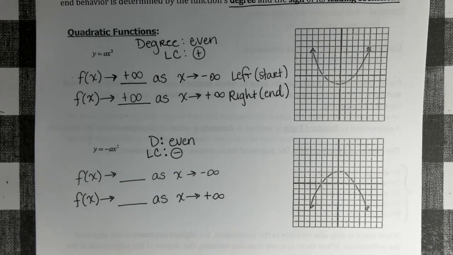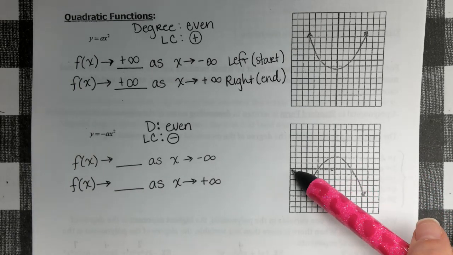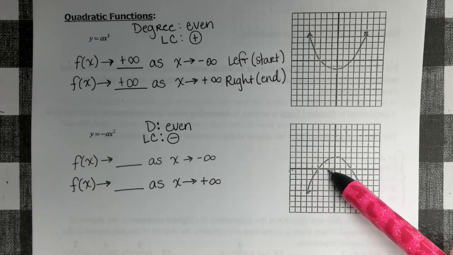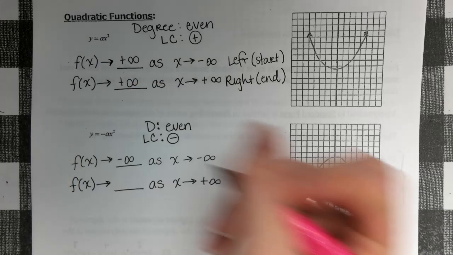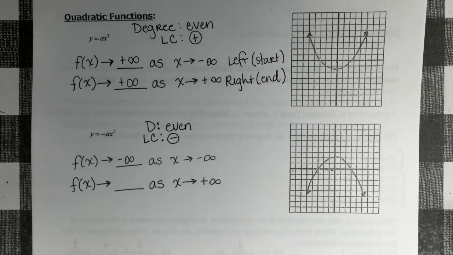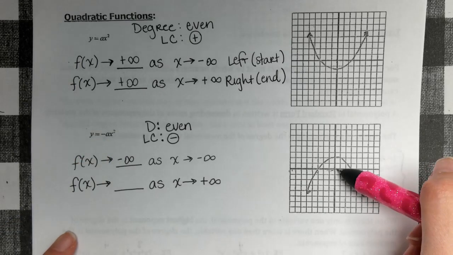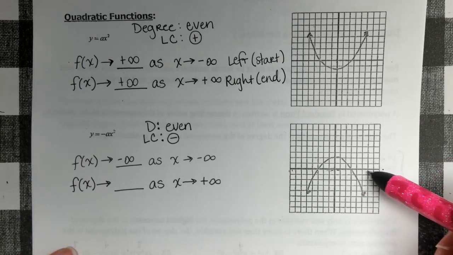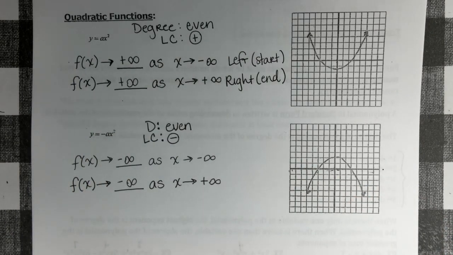Okay, so what I'm looking at, as x approaches negative infinity on the left side, where's my graph going? Down, so it would be negative infinity. What makes it go down? The negative leading coefficient. Okay, so as x approaches positive infinity, which is the right, my graph is going down still. Okay, so this was just quadratic. And we know a negative leading coefficient makes it go down anyways because that's our reflection.